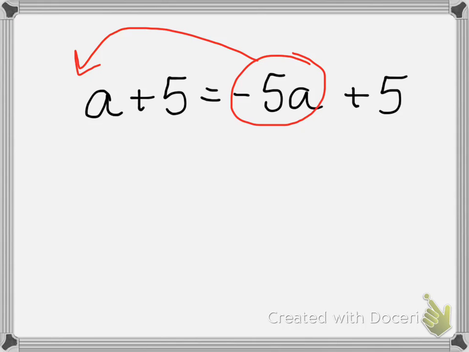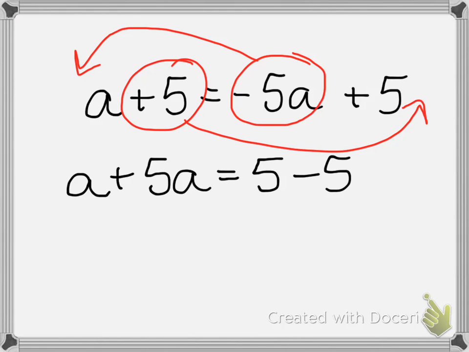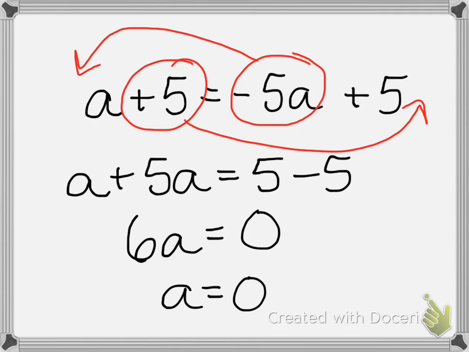So that negative 5a is going to move across. It's going to become a positive 5a. Positive 5 is going to come over and become a negative 5. So a plus 5a equals 5 minus 5. Combine the a's, we get 6a equals 0. Anything divided by, or 0 divided by anything is going to be 0.